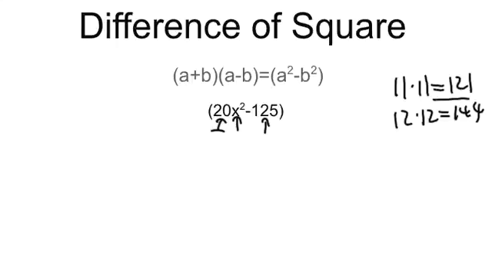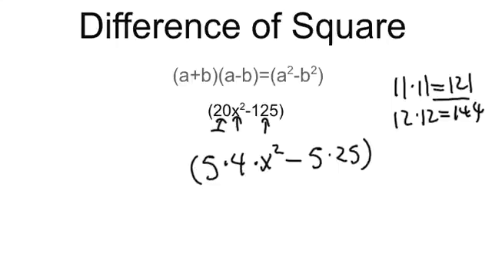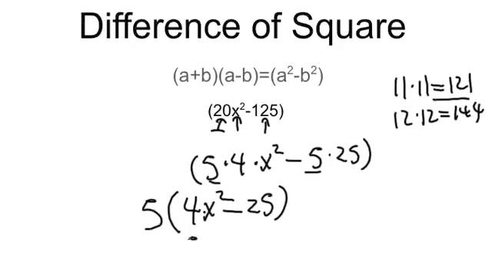But can I factor anything out of both of these? So I know that 20x squared is equal to 5 times 4x squared, and 125 is equal to 5 times 25. So I can actually pull out this 5. So I pull this 5 out, and I end up with 4x squared minus 25, which is basically the last problem. And we know the answer to the last problem was 2x plus 5 times 2x minus 5.